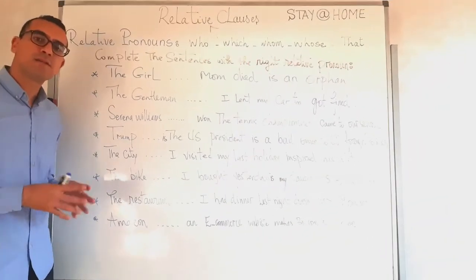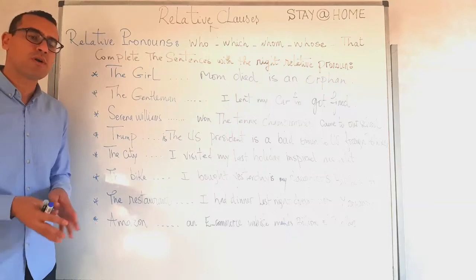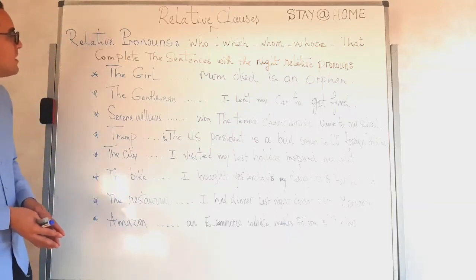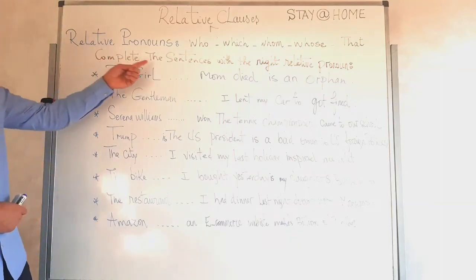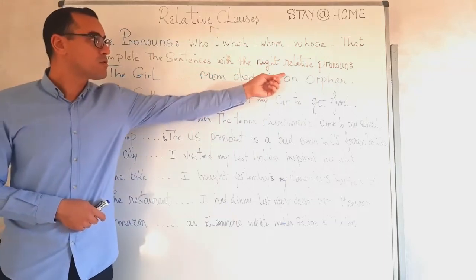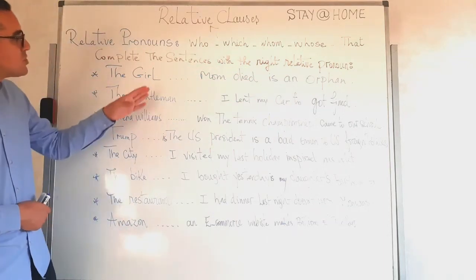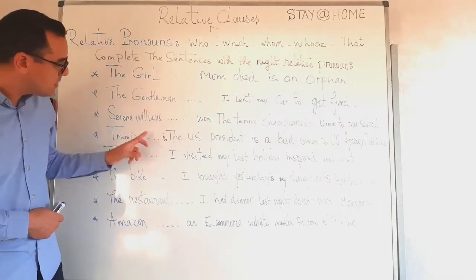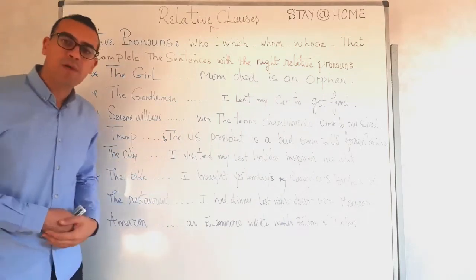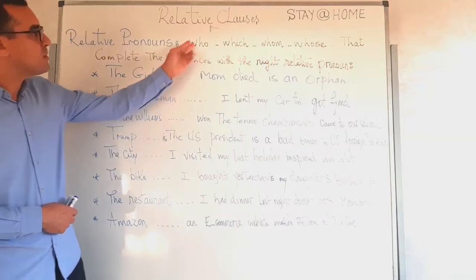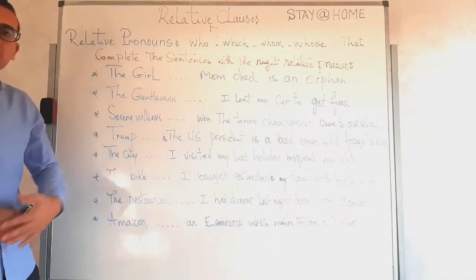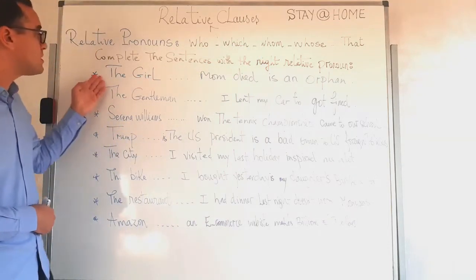Here is a second exercise that we are going to work on together. As you can see here, we have to complete the sentences with the right relative pronoun. We have many sentences in which some words are missing. These words are going to be the relative pronouns we have in the list, or the ones that you know. Okay, so let's start with the first one.